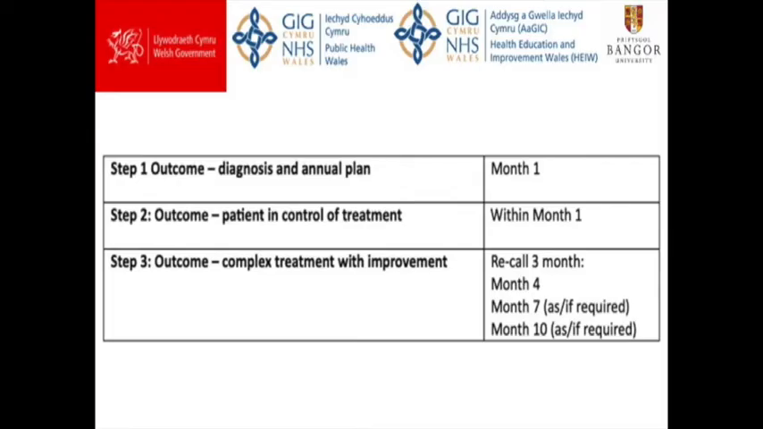So before we look at the detail of the pathway, in its briefest view, the 12-month view of the patient pathway looks like this on the screen. There are 3 steps to it. The first one is establishing the diagnosis and the annual plan for that patient. The second ensures that the patient is now in control of their treatment and engaged with the process. And the third step is the complex treatment and improvement is undertaken with the patient over the 12-month period.